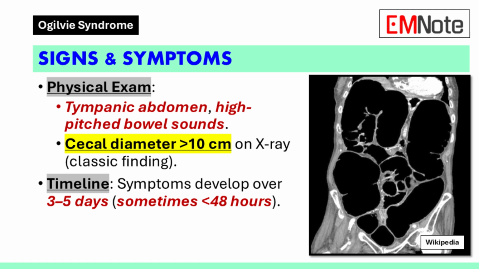The abdomen is tympanic, and auscultation may reveal high-pitched bowel sounds. Mild abdominal tenderness is expected. Fever and severe abdominal tenderness may indicate ischemia or perforation. Symptoms usually develop over 3 to 5 days, but can manifest more rapidly, sometimes within 48 hours. A characteristic finding is massive dilatation of the cecum, with a diameter greater than 10 centimeters on an abdominal X-ray.